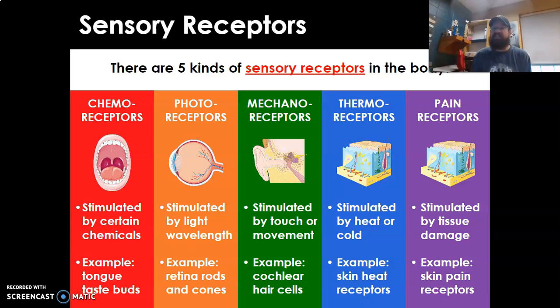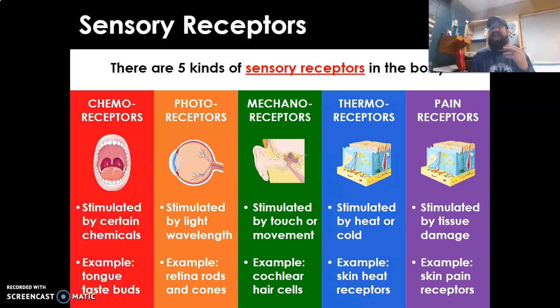Chemoreceptors are stimulated by certain chemicals. A good example of this is taste buds in our tongue. Taste buds, as we'll see in this unit, we taste the different chemicals that are in food or drink or anything else you're putting in your mouth. Hopefully, it's edible. But it stimulates these chemoreceptors.